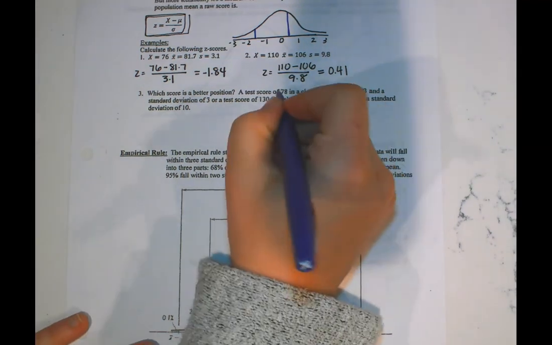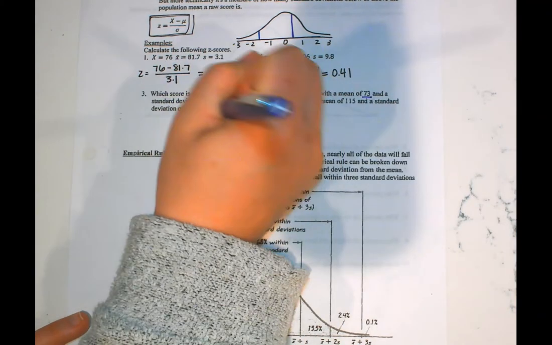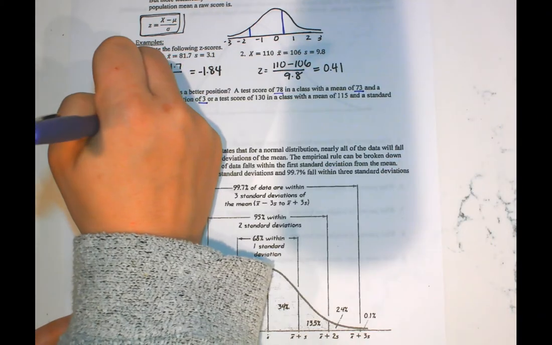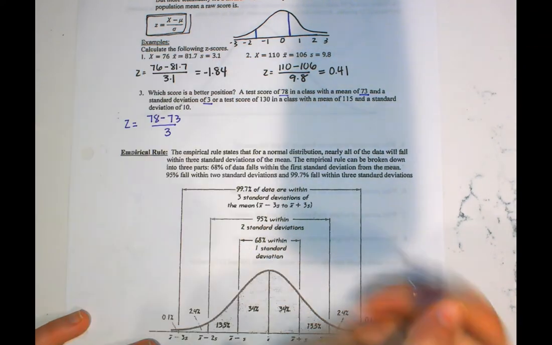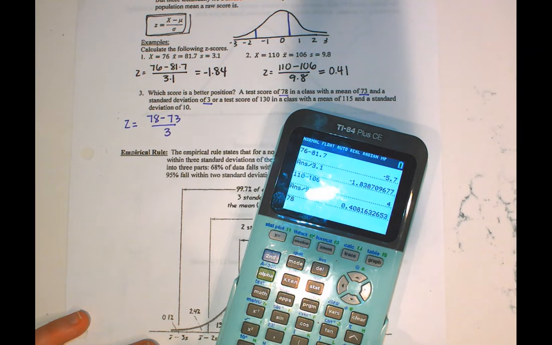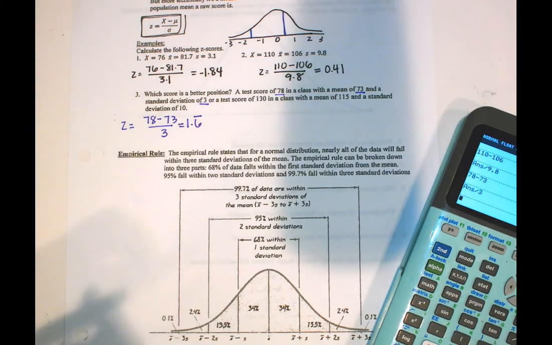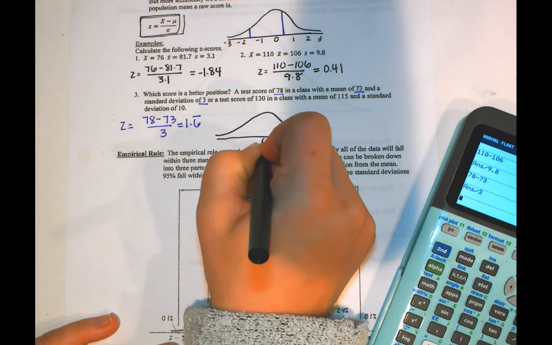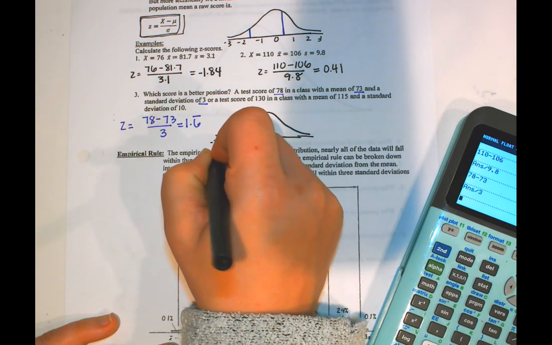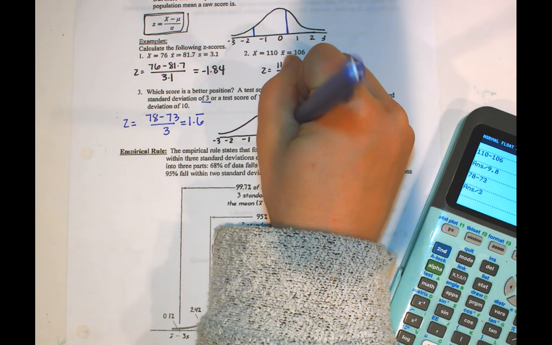So if I look at the first one, I have a test score of 78. The mean is 73 and the standard deviation is 3. To find my z-score, I would take 78 minus 73 divided by 3. When I do that, I get 1.6 repeating. If we think about our standard normal curve, just like we made above, our mean is 0, our standard deviation is 1. So a 1.6 would put us right about here.